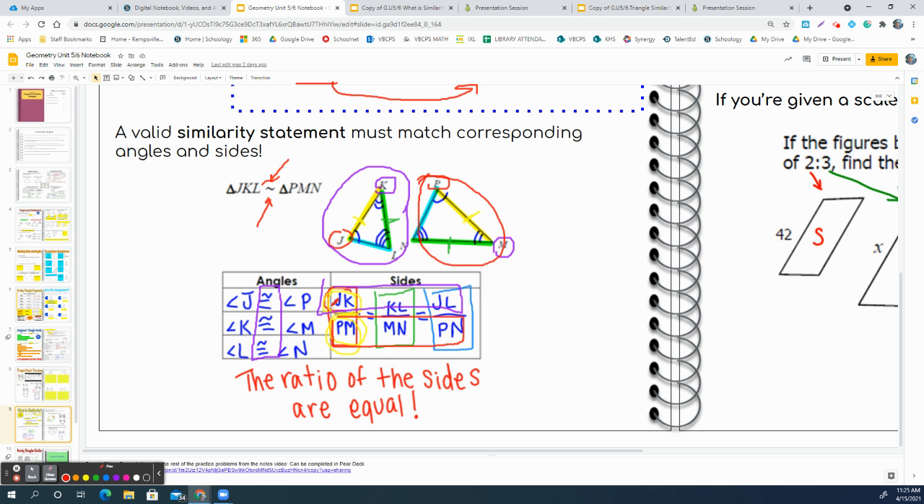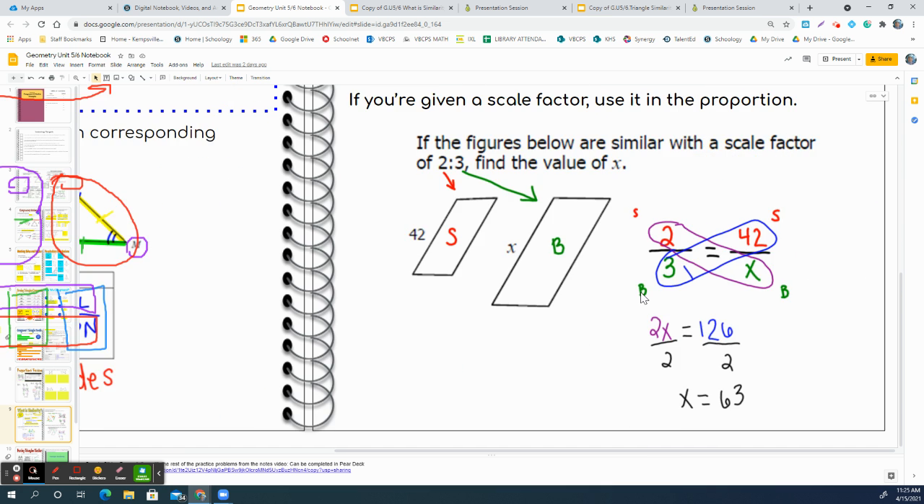This organization is going to be crucial. If you don't set up the proportions correctly, you can solve them all day long and they're not going to be right. Okay, and we'll practice that today. That's like the hardest part of today.